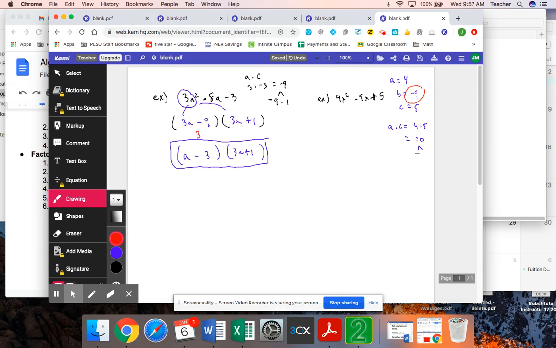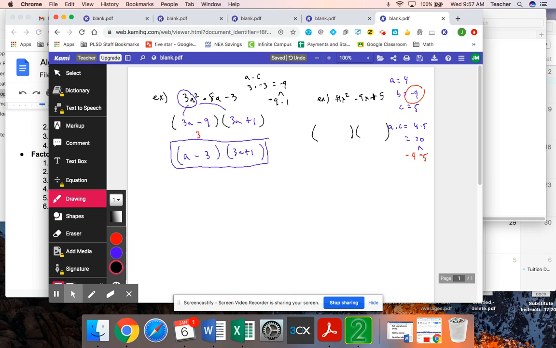Let's see, a 4 and a 5 would give me 20, but added together would give me a +9. If I made them both negative though, then negative times a negative is a positive, so I'm good there. And then -4 minus 5 is -9. Good to go. Let's go ahead and write out my factors.